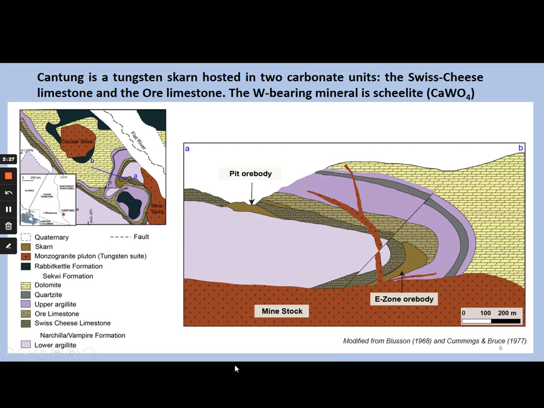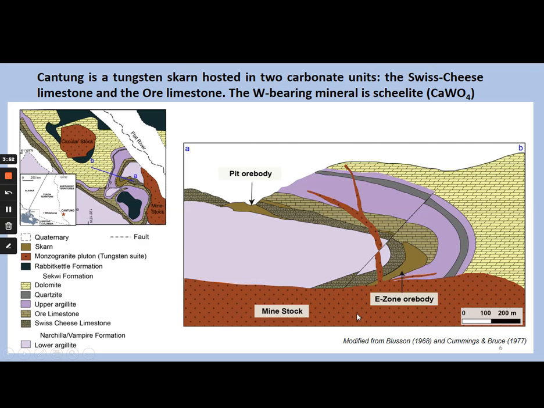So here is a cross-section of the Canton deposit. The mineralization is hosted within two carbonate units, the Swiss Cheese limestone here and the O limestone here, and these units are surrounded by argillite units. And those carbonate units have been skarnified at the contact with the Mine Stock monzogranite pluton and related aplitic dikes.